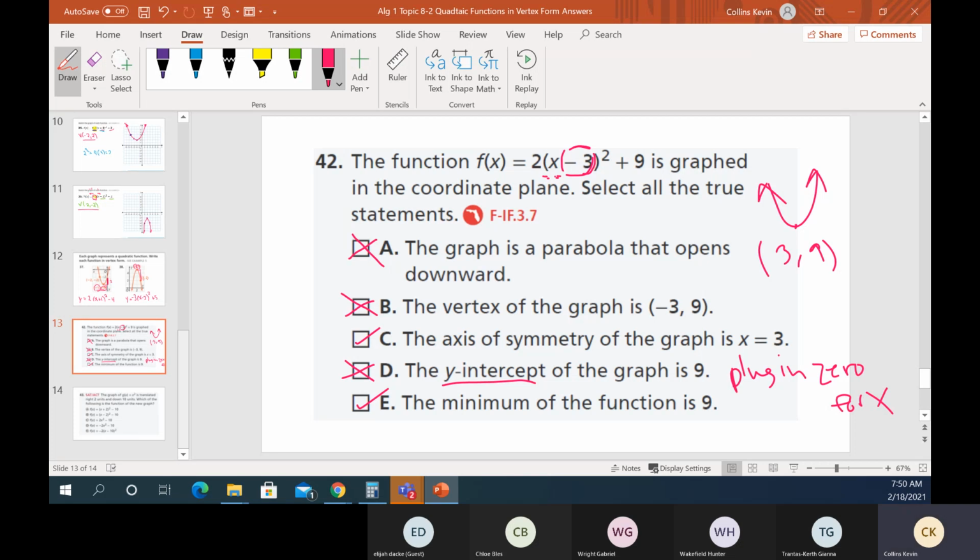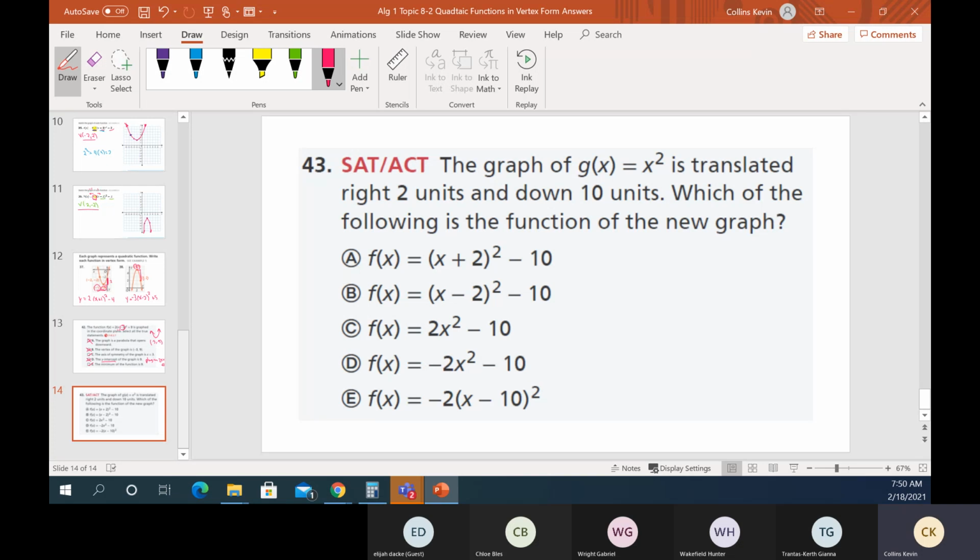All right. Last one. So it says the graph of g of x equals x squared is translated 2 units right, and 10 units down. So it says, which of the following is the function of the new graph? Okay, so 10 units down means we're going down 10, right? So all these guys seem to work except this guy's stuck in here with the x. So that's no good, but everybody else is still in the running.